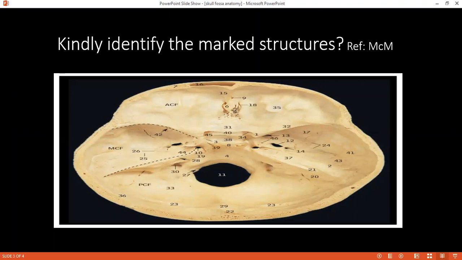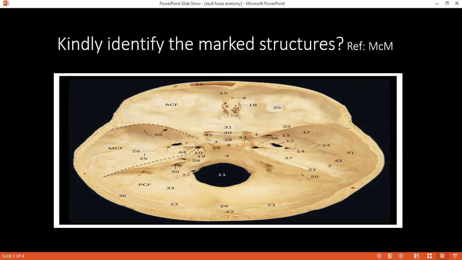Can you please identify the jugular foramen? Which number is it? It is the jugular foramen, number 30 on the left side, ma'am. Is it part of the posterior cranial fossa or middle cranial fossa? Posterior cranial fossa. Very good. What structures pass through the jugular foramen? The internal jugular vein, the inferior petrosal sinus, and the 9th, 10th, and 11th cranial nerves pass through the jugular foramen.